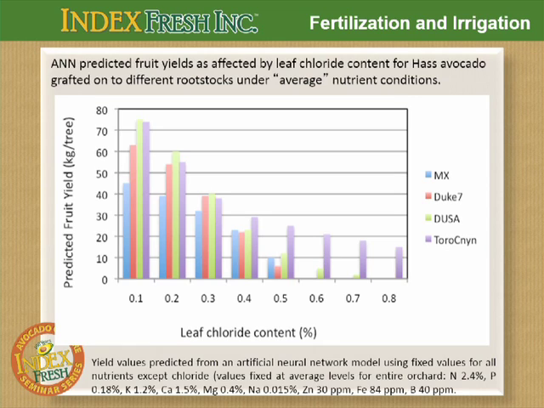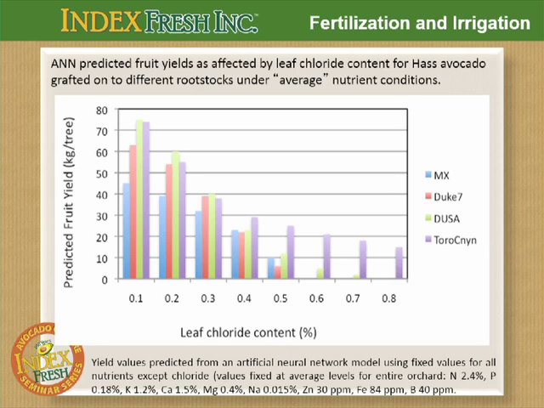That same diagram you just saw that was a scatter diagram converts into this. Predicted fruit yield, kilograms per tree, for the different rootstocks, Mexican, Duke, Dusa, and Toro Canyon. And here we see that the Dusa and the Toro Canyon are the top producers under low chloride conditions. Dusa falls off pretty quickly at leaf chloride levels of 0.6. It would predict no yields. Toro Canyon continues to perform out here with some yields down at 0.98. So now we can get an actual numerical quantity of the effect of chloride on avocado yields.